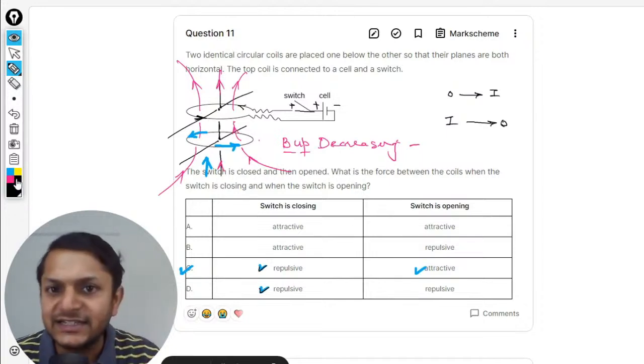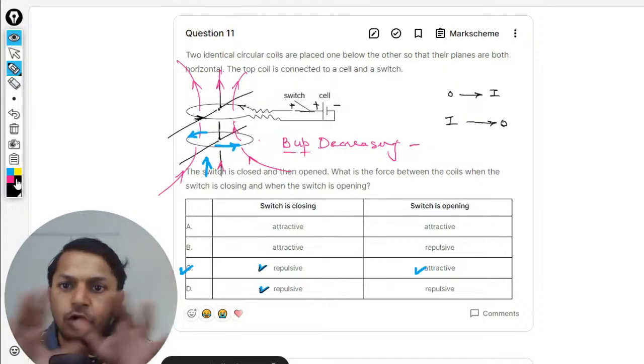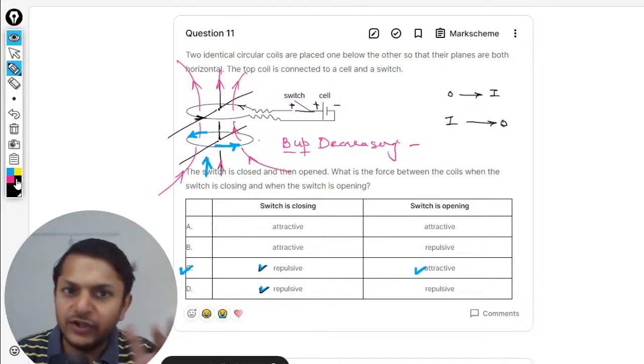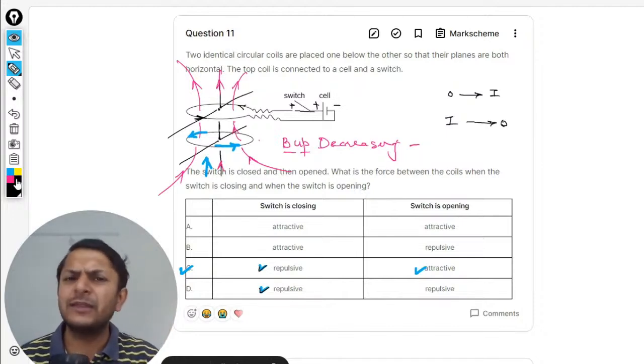So my dear students, this is how we do this question. I believe I have addressed all of the issues. We have talked about the induced current also. So you will not be facing much problem in this question anymore.